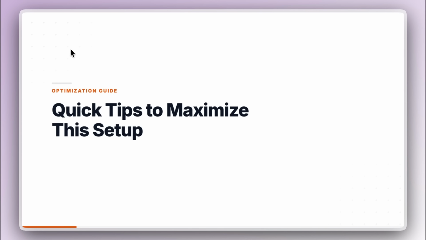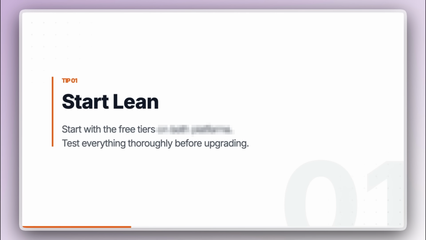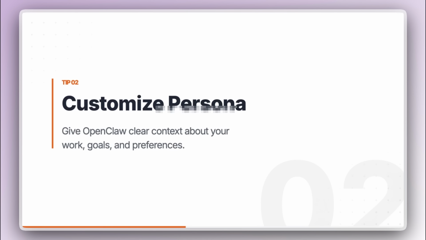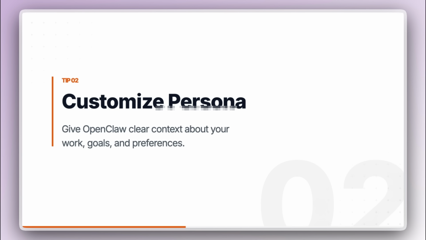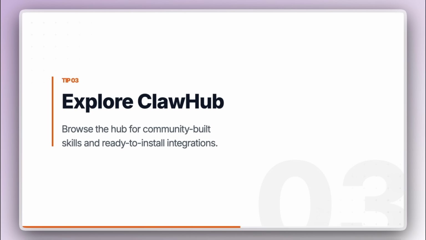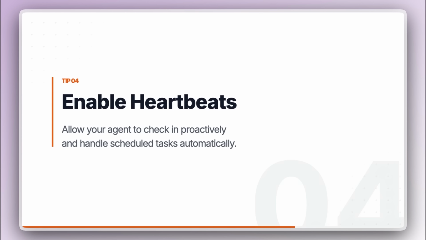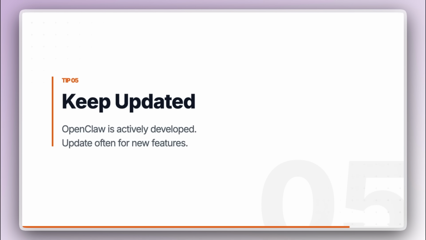Quick tips to maximize this setup. 1. Start with the free tiers. Test everything thoroughly before upgrading. 2. Customize your OpenClaw persona. Give it clear context about your work, goals, and preferences so it can make better decisions. 3. Explore Claw Hub for community built skills. 4. Enable heartbeats in settings. This allows your agent to check in proactively and handle scheduled tasks automatically. 5. Keep everything updated. OpenClaw is actively developed and new features ship frequently.